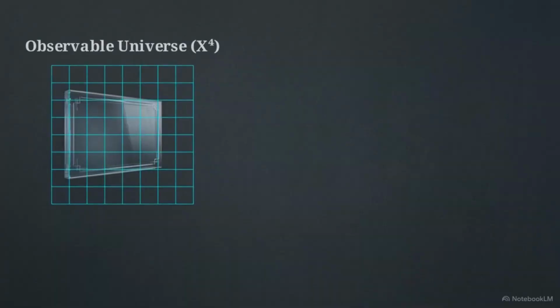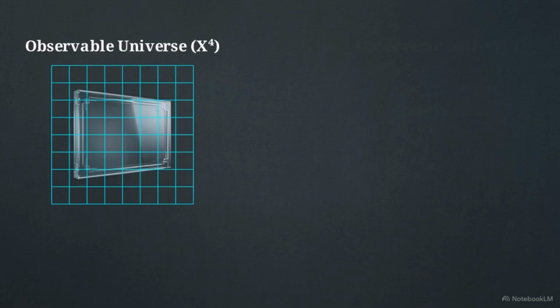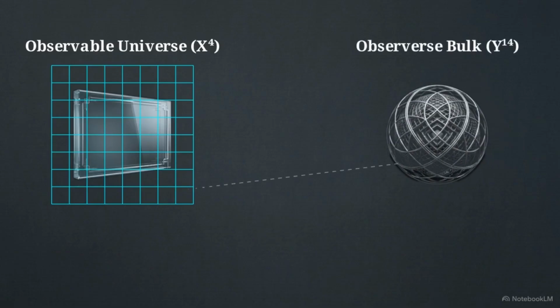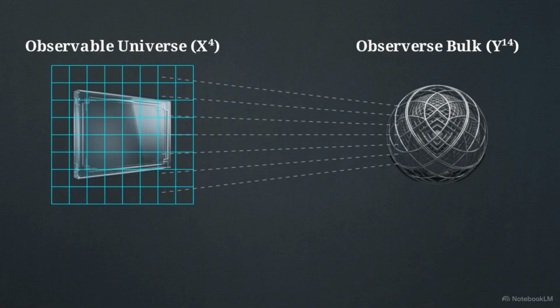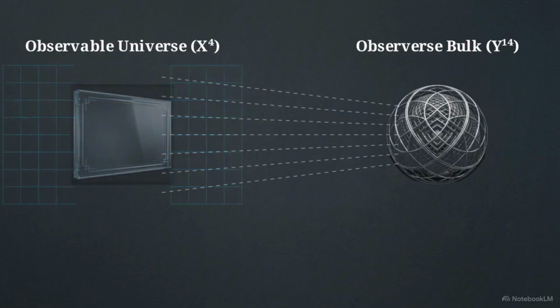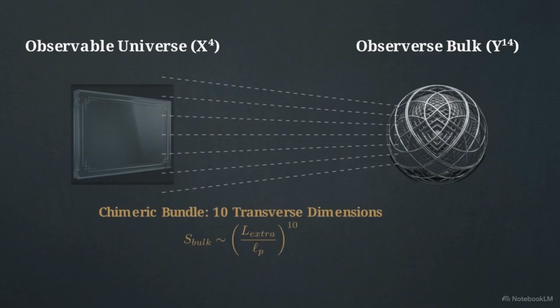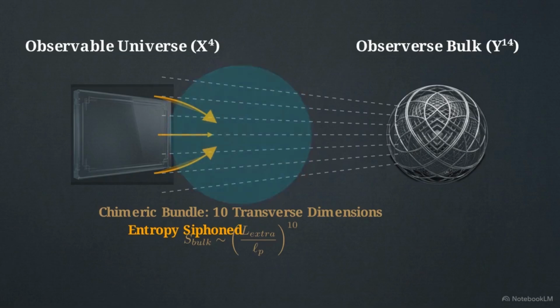gravity. This framework treats the observable four-dimensional universe as a holographic boundary screen, a limited projection of a much larger underlying system. The observer's universe is a 14-dimensional bulk manifold, providing extra degrees of freedom. These 10 hidden dimensions act as a thermodynamic heat sink. The chimeric bundle siphons entropy away from our 4D slice and into the geometric fibers of the bulk.